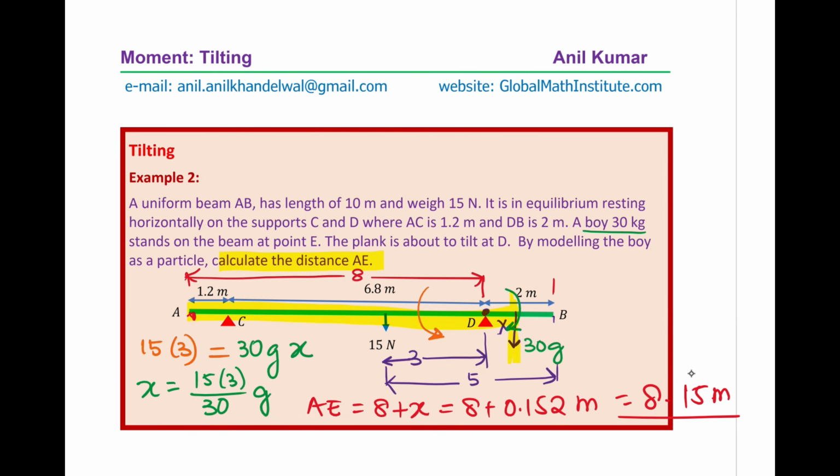So I hope this makes sense. And the critical point which we have understood is the position where the boy should stand. And once it tilts about D, the reaction at C is 0, right? So this reaction here is 0. So we are only looking into two moments, one due to the weight of the beam and the other due to the weight of the boy. Perfect? So I hope that makes sense.